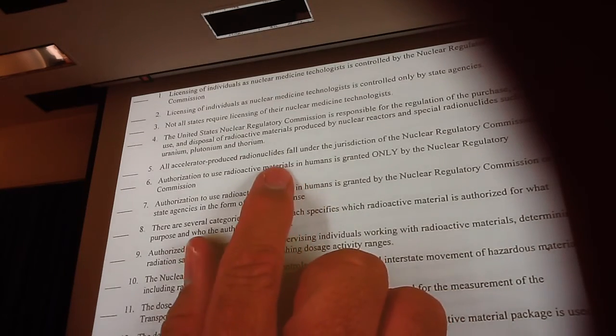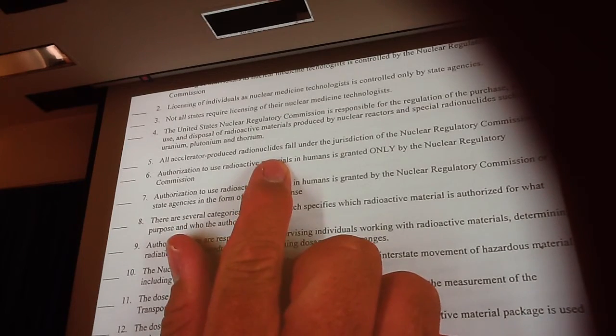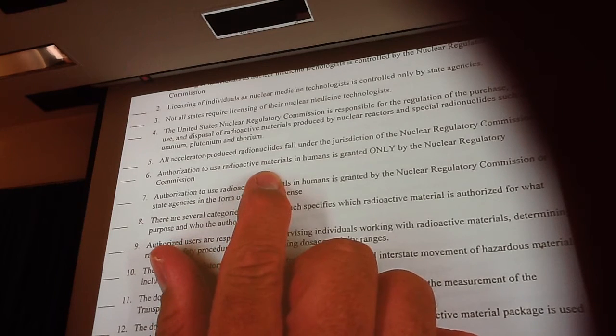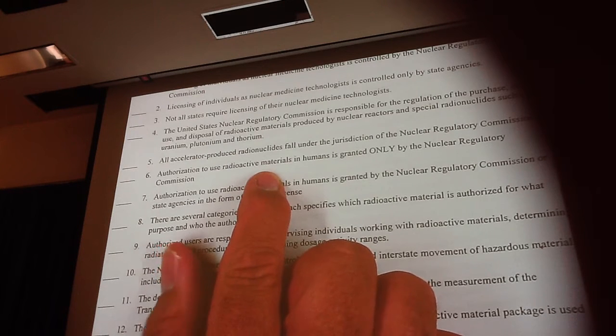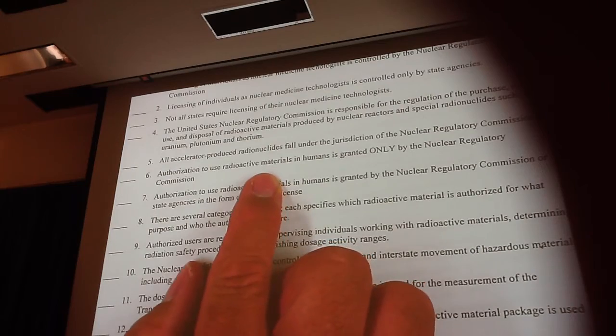Okay, then number 5, all accelerator produced radionuclides fall under the jurisdiction of the NRC. False. Remember, that's going to be the state. Authorization to use radioactive materials in humans is granted only by the NRC. No, that's false because it's the state. Otherwise, you wouldn't be able to use any of your cyclotron-produced radiopharmaceuticals. Right?